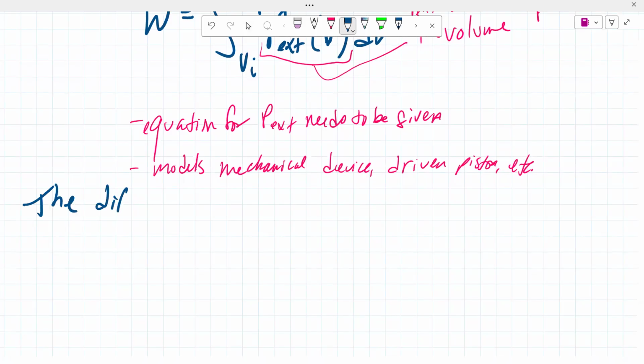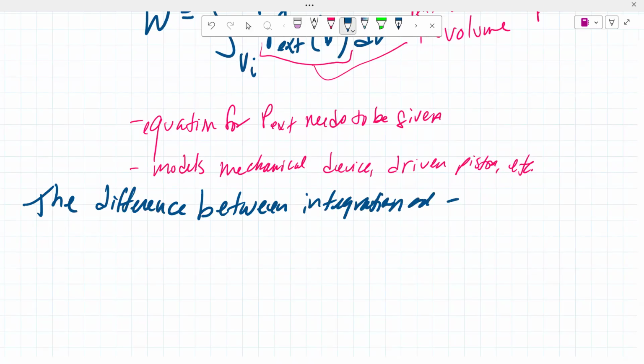The difference between integration and negative P delta V. What we want to consider is, how do you know which one to use? Do you need to do the integration, or can you just use the easy formula?